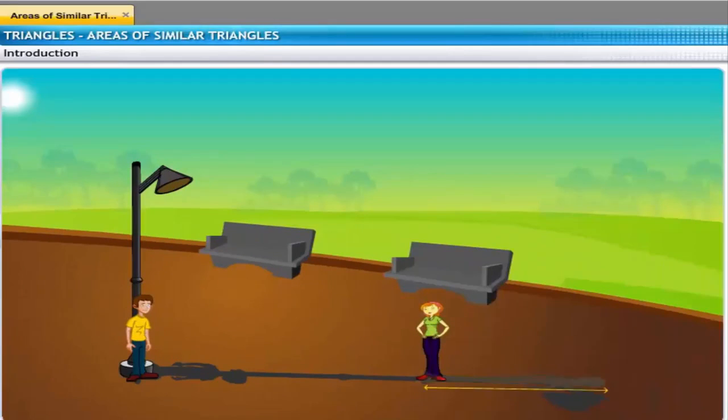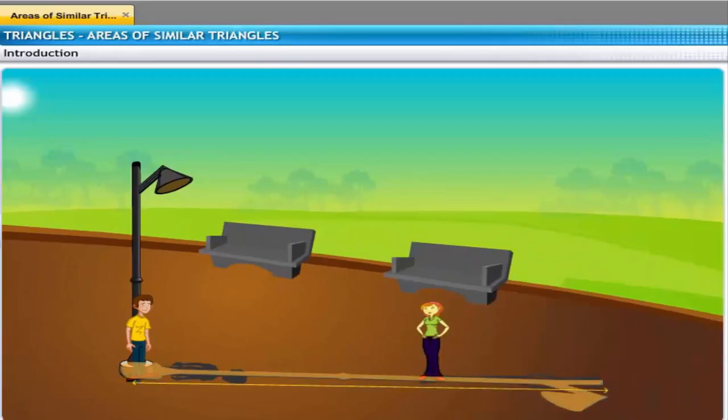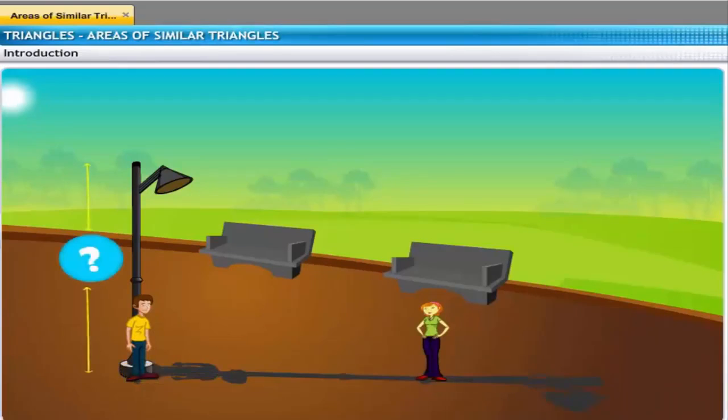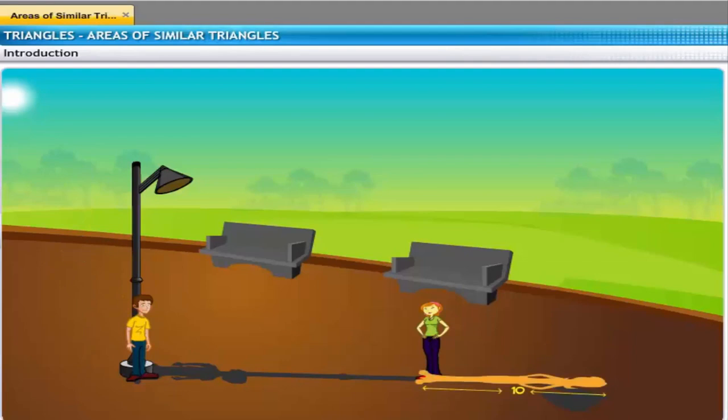If the length of Anita's shadow and the length of the shadow of the lamppost are known, can the actual length of the lamppost be calculated? Anita's shadow measures 10 feet, while her actual height is only 5 feet.